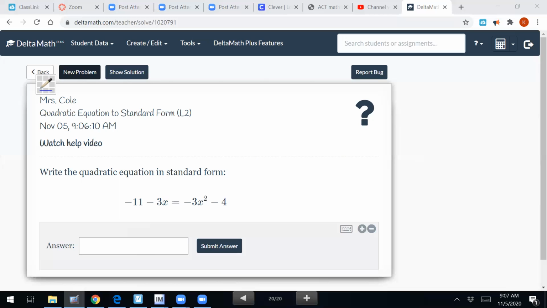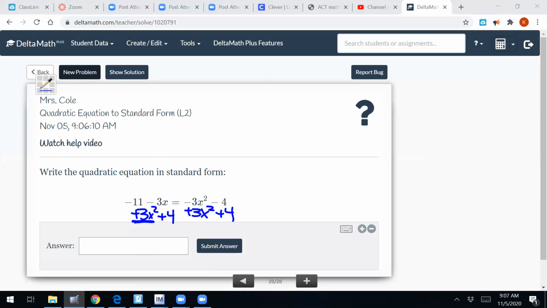So let's look. The first thing I'm going to do, if I could get my pen, is add 3x squared and add 4. I always take everything on the right-hand side and move it to the left. Okay, always move that way because you want it to equal 0. So when I look at this, 3x squared is going to be first. 11 is not like terms, and 3x is not like terms.